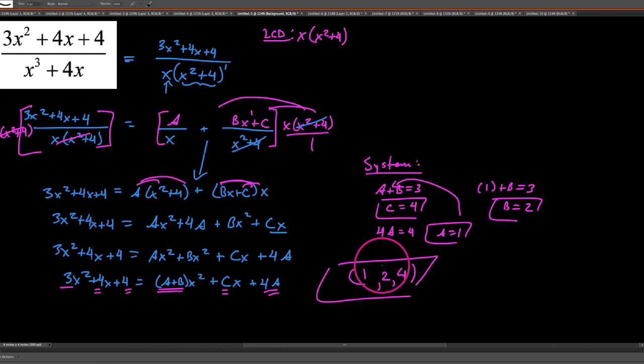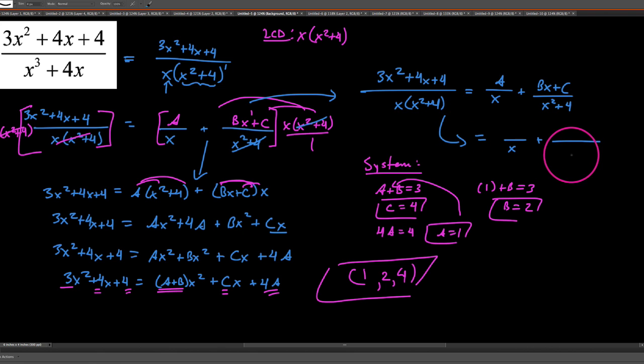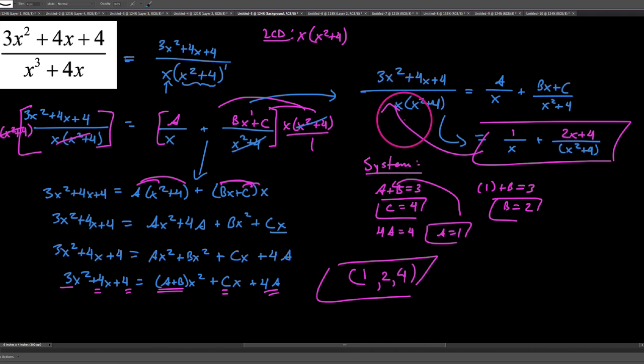And so with this solution, what we can do is go back to the original decomposition, which said 3x squared plus 4x plus 4 all over x times x squared plus 4. That was equal to a over x plus bx plus c over x squared plus 4. So now, plugging in for a, b, and c, the original expression can be rewritten as 1 over x plus, over x squared plus 4, our b value and c value respectively being 2 and 4, so we get 2x plus 4. So this right here, if we were to find a common denominator and add it together again, we would get back to what we have right here.